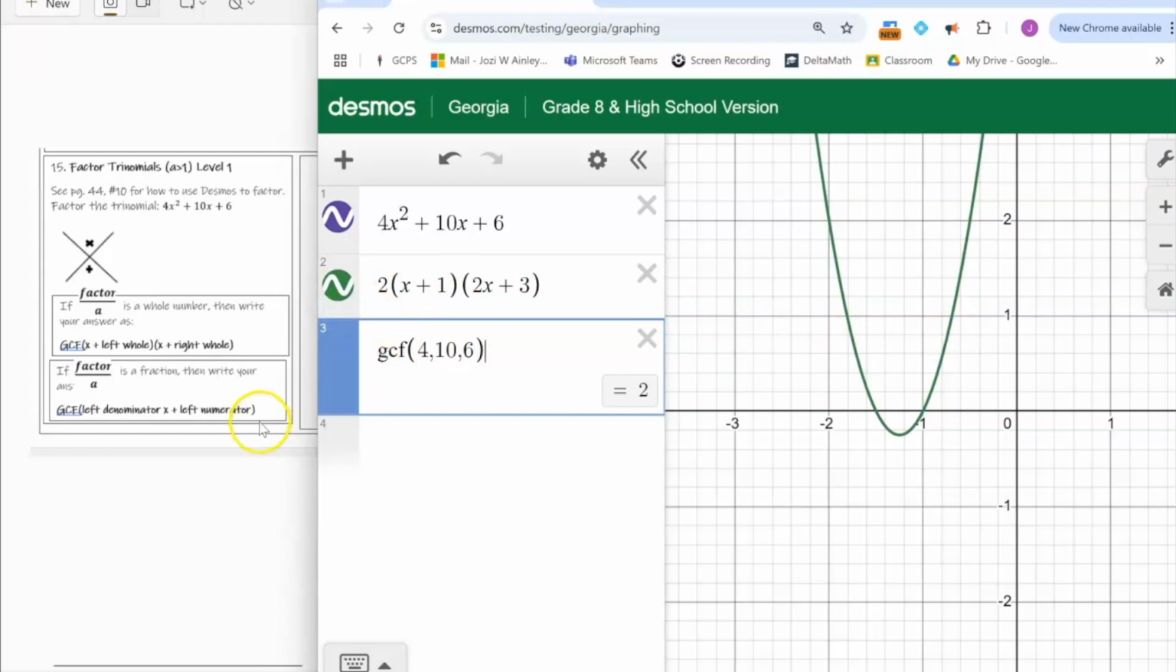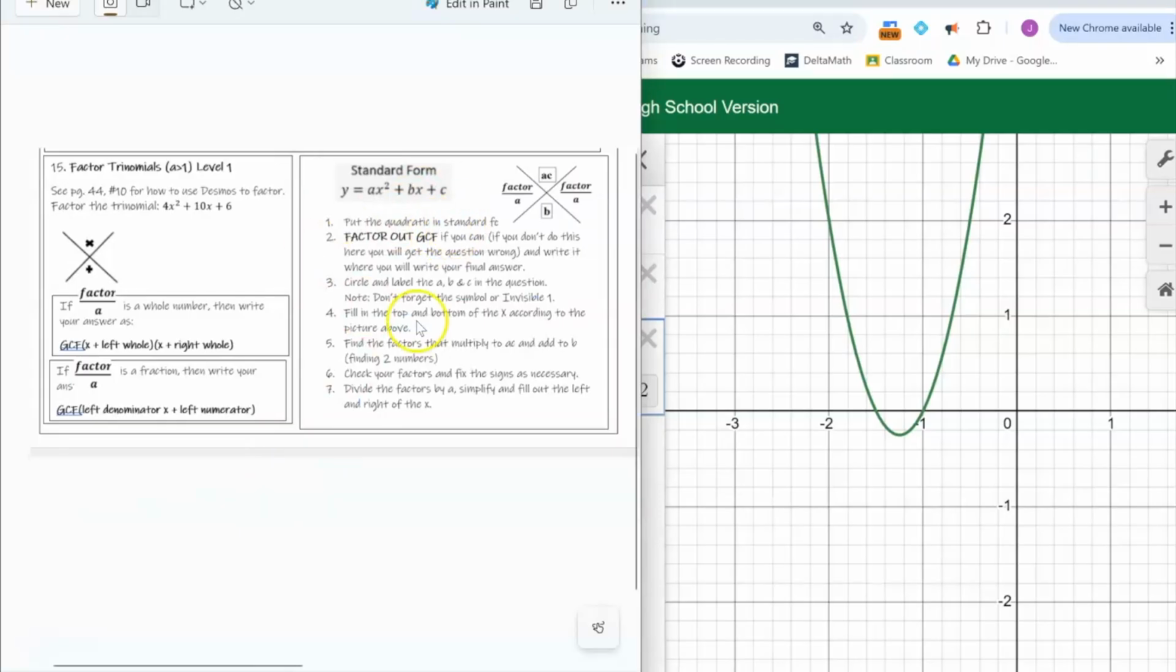But now we're going to talk about how do I do the exact same thing but using my head. Okay, so no calculator basically. All right, so here are the steps. You're going to put them in standard form. So in other words, it needs to look like this: ax squared plus bx plus c. It already does look like that. There's ax squared plus bx plus c. Cool.